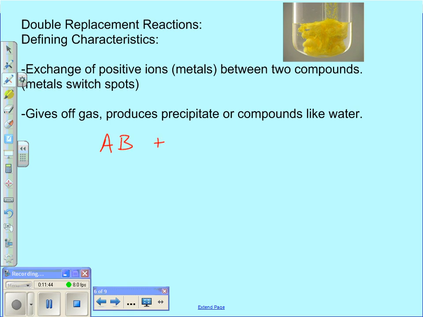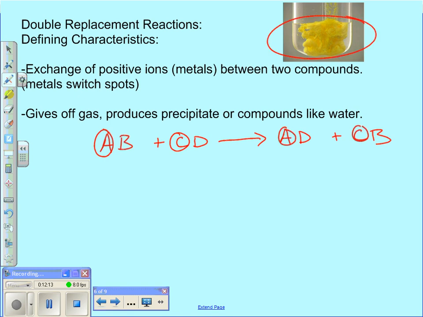AB is the compound, plus CD is another compound. And A and C are just going to switch spots. So we get AD plus CB. You can see what's happened here, right? A and C just switch spots. They're combined with the other non-metal here in this case. So this is called a double replacement reaction. And again, a lot of times it will yield a precipitate or give off gas or another compound like water.